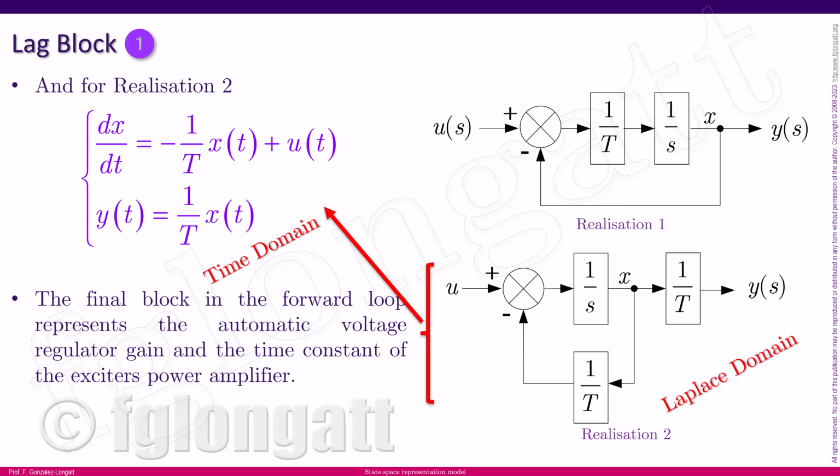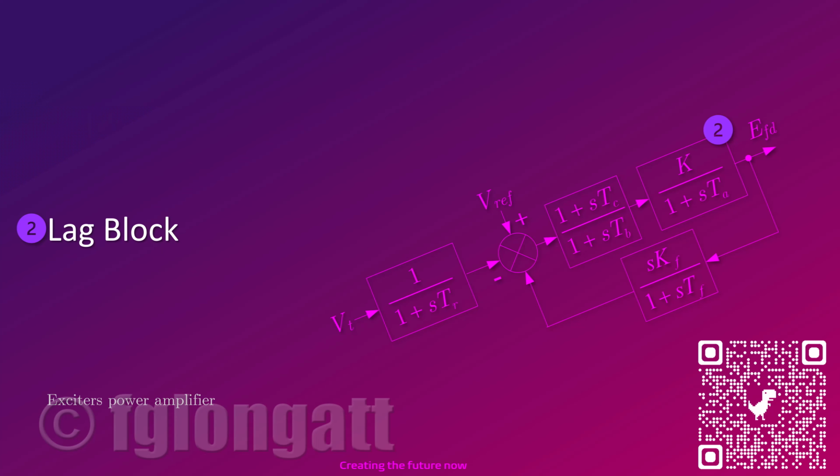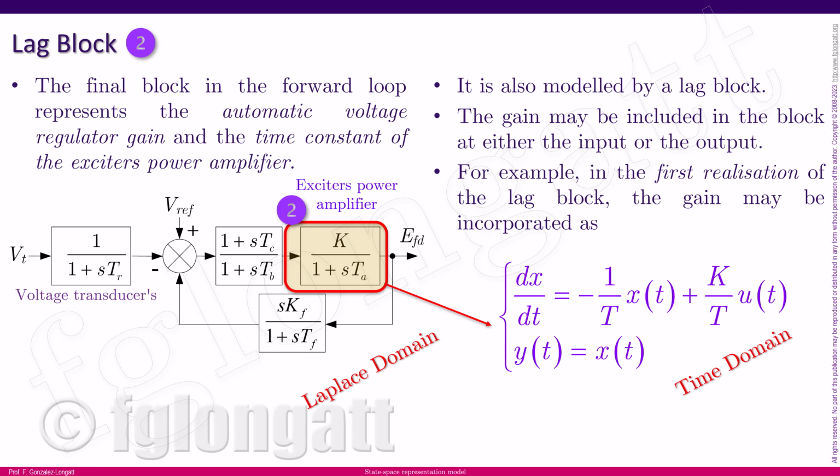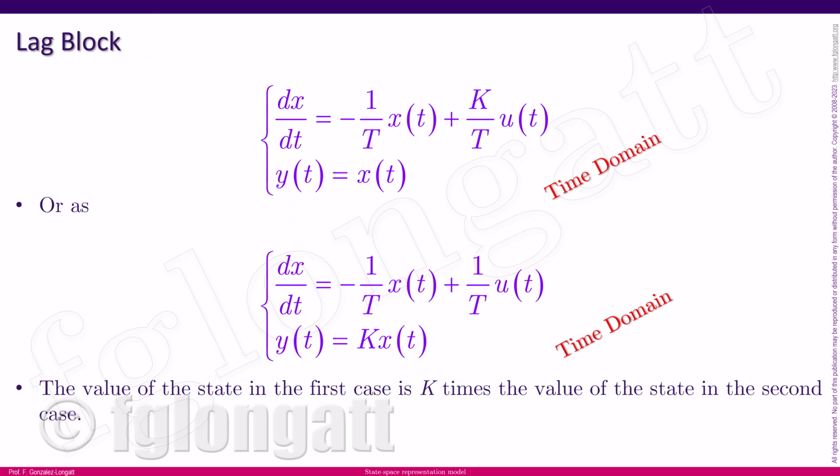Now, let me go to the next block. Block number 2 is basically, again, a lag block. That is the exciter power amplifier. As you can see, it's located at the output of this controller. What we need to do is convert this block from the Laplace domain into the time domain. Over here, I am presenting the equations again. You can use realization 1 and 2 and make the modification from the previous slides, and you will get those two time domain representations, okay?